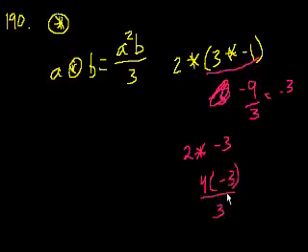Minus 3 divided by 3, that's just minus 1. So we have minus 1 times 4 is equal to minus 4. And that's choice E.